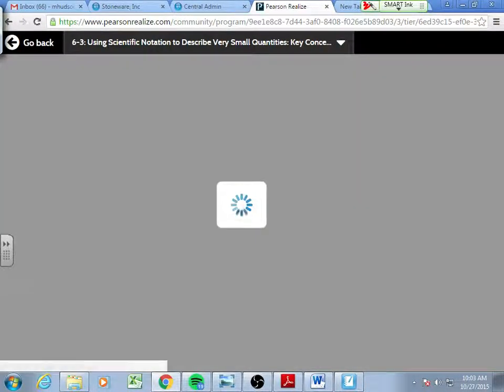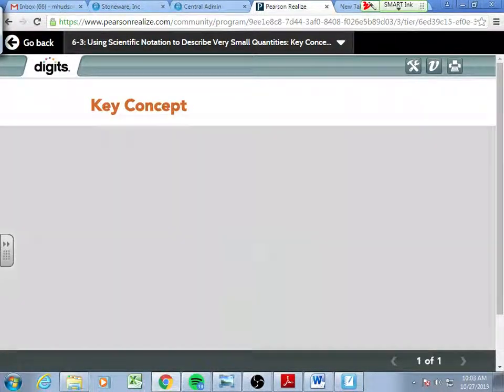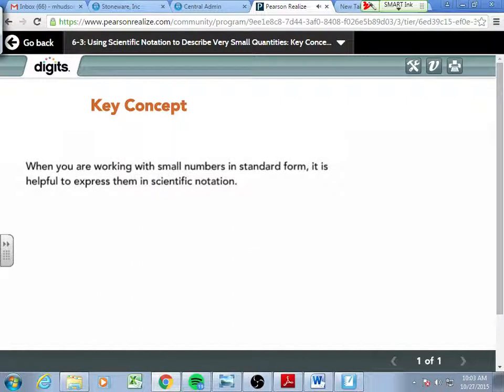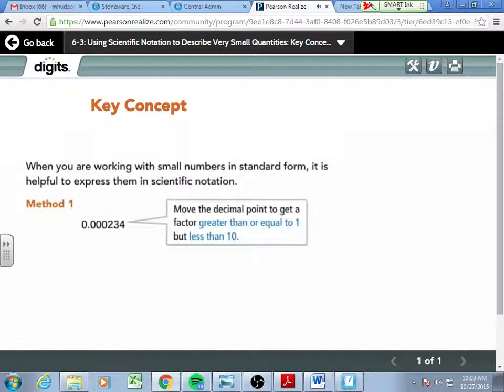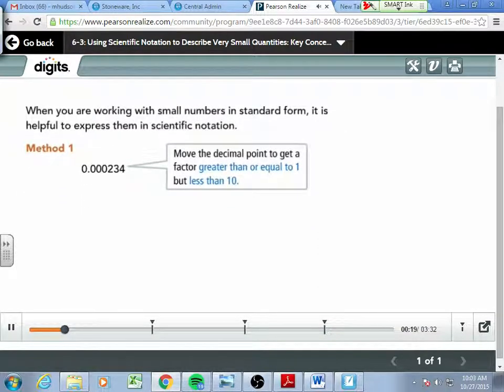So the key concept is probably going to restate what we've pretty much said. When you are working with small numbers in standard form, it is helpful to express them in scientific notation. Method 1 for expressing 234 millionths in scientific notation: move the decimal point to get a factor greater than or equal to 1, but less than 10. In the process they take, you can go either direction. That's why we talked about Lily's method compared to my method. They're both right. It depends on how you end up with the decimal between the 2 and the 3.